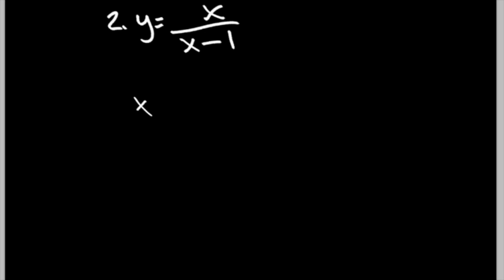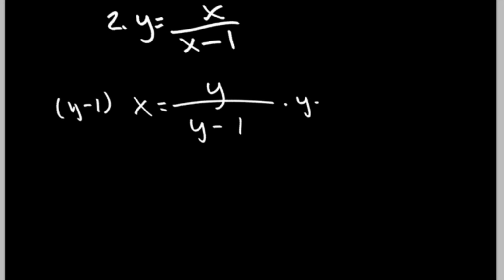Anyway, let's try another one. This one is a little bit more interesting. So what we can do is multiply y minus 1 to both sides. By the way, this is what you're really doing when you cross multiply. And then we distribute that x to the y minus 1. We get xy minus y equals y, because the y minus 1 divided out on the right-hand side.